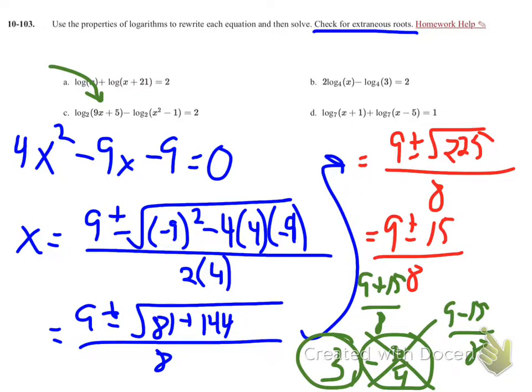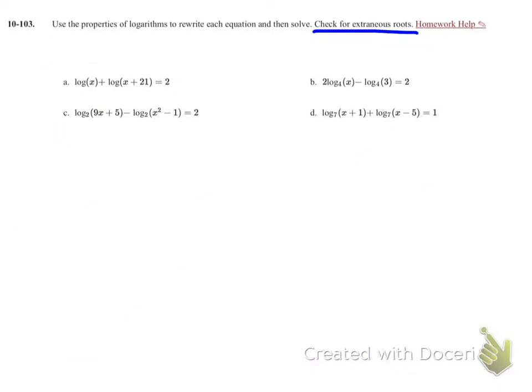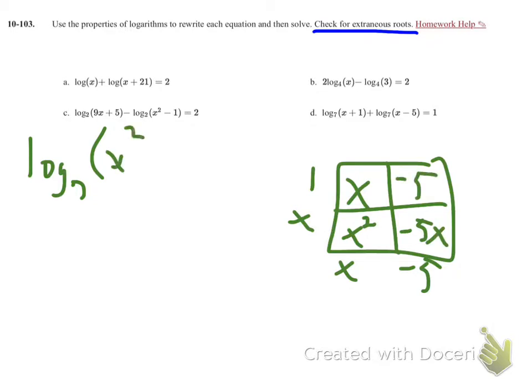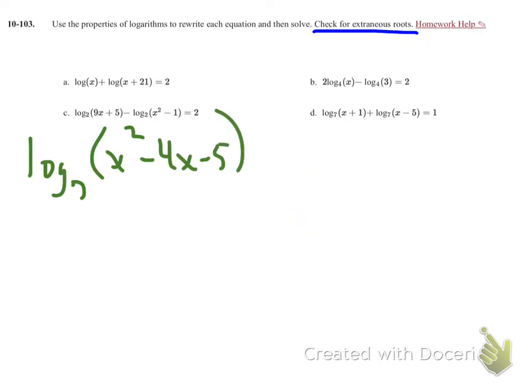And the last problem. Again, same base. This time just like in problem A, I'm adding, so I will multiply. So I have log base 7 of, and if I quickly do x plus 1 and x minus 5, I'll get x squared, negative 5x, x, and negative 5. So it will be x squared minus 4x minus 5 equals 1. Switching it to its exponential, 7 to the first, which is just 7.